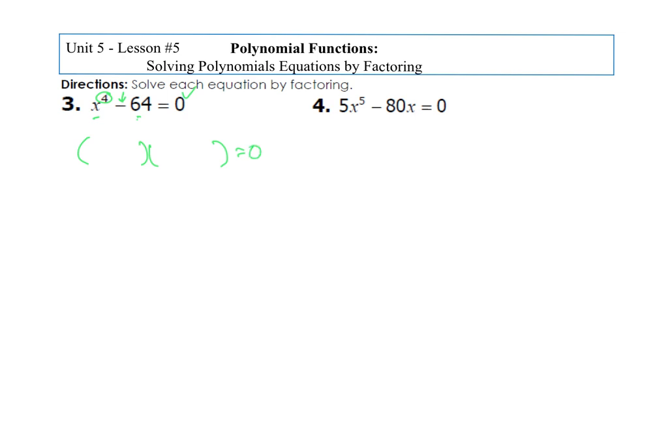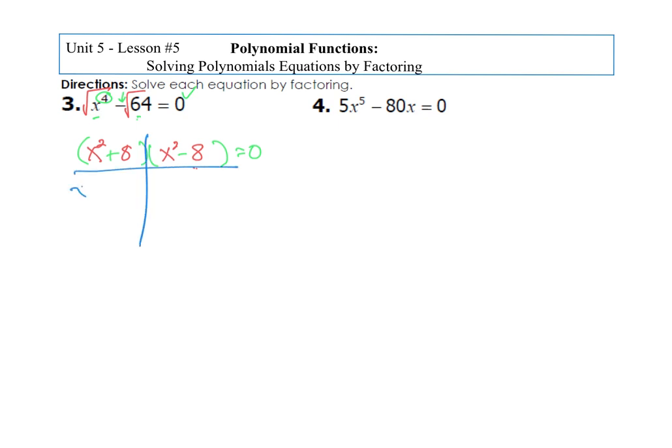So 2 sets of parentheses. We're going to put opposite signs in the middle because that's the rule for difference of squares. And then we get what goes in by square rooting. The square root of x to the 4th is x squared. The square root of 64 is 8. Okay, I'm checking my x squared with a minus sign to see if I can do difference of squares again. 8's not a perfect square. So we are ready to t-bar this to get our solutions.